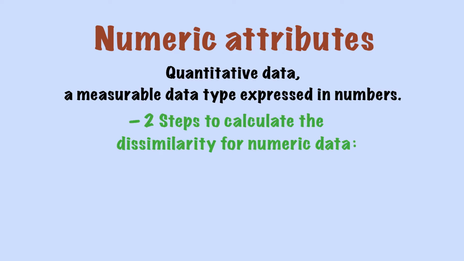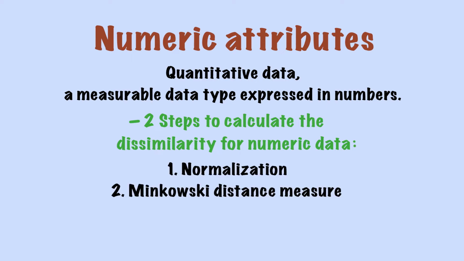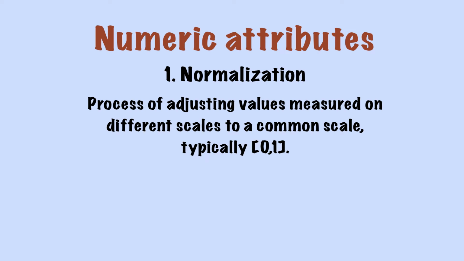There are two steps to calculate the dissimilarity for numeric data. We first normalize the data, then use Minkowski distance to measure the dissimilarity. Normalization is a process of adjusting values measured on different scales to a common scale. We typically use the range of 0 to 1.